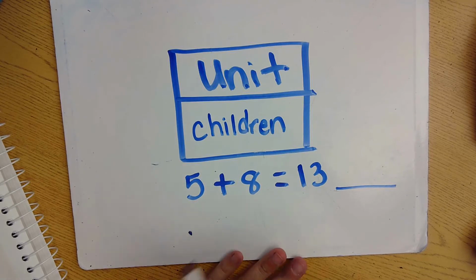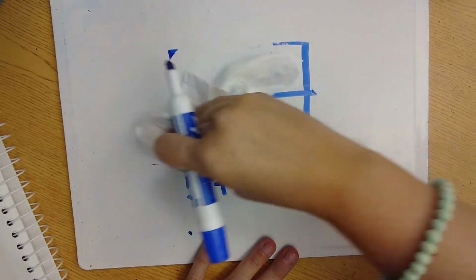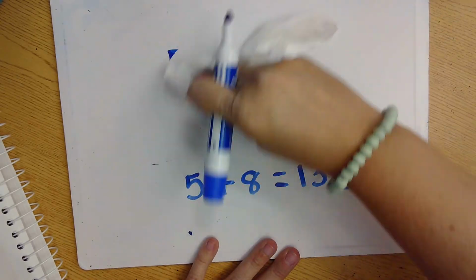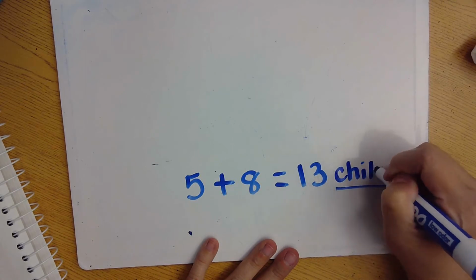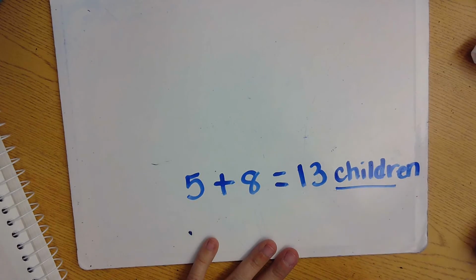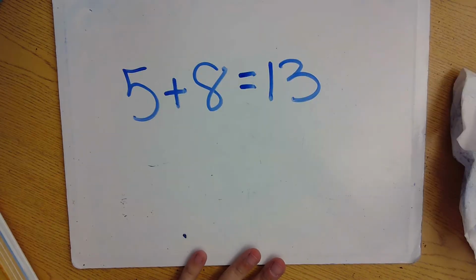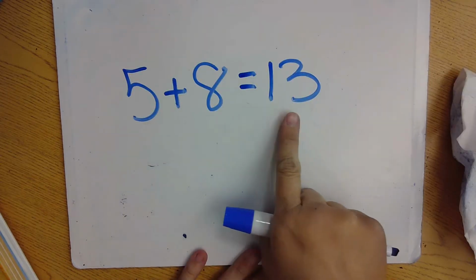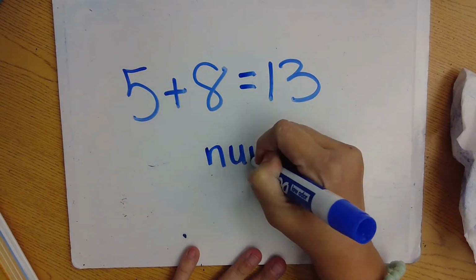For story problems that do not use a unit box, let's pretend that the unit box was not on the page, then I would definitely need to write the word children as a label. We always want to know a complete answer. So the question was, how many children in all? 13 children. This problem, 5 plus 8 equals 13, is also called a number model.